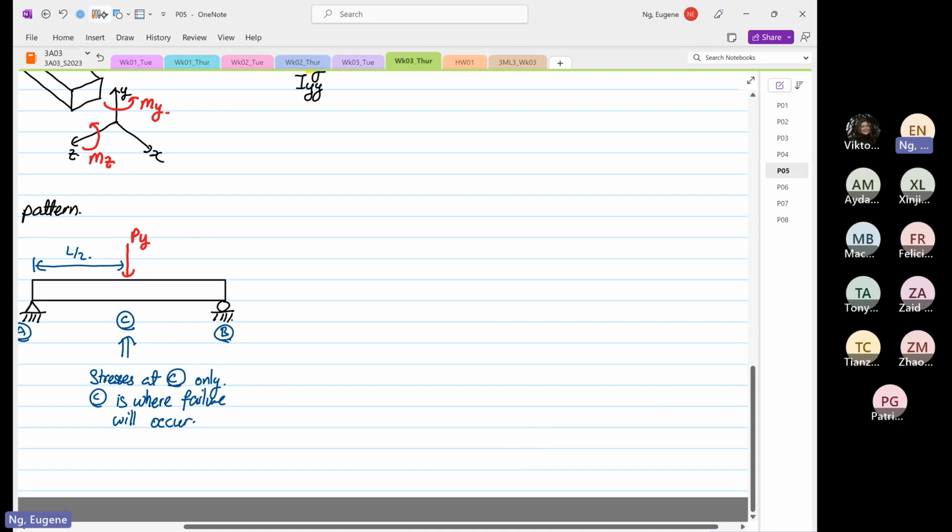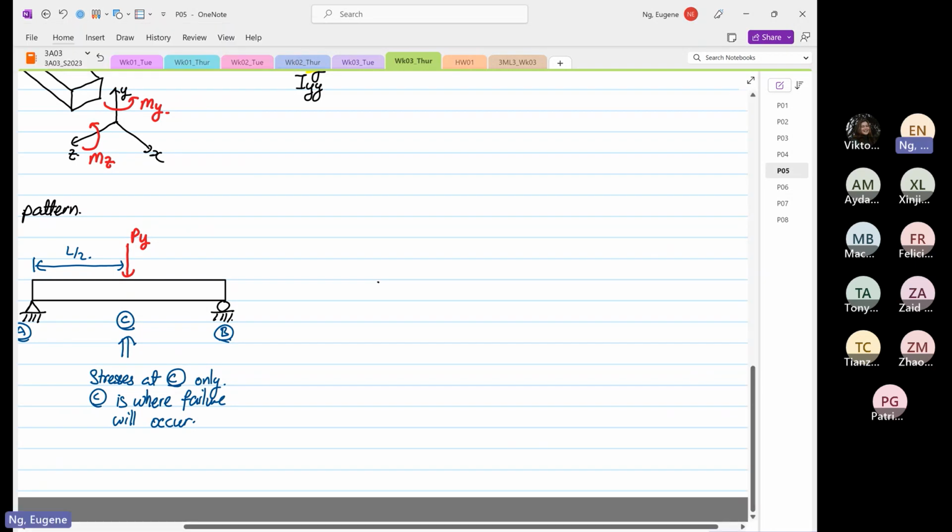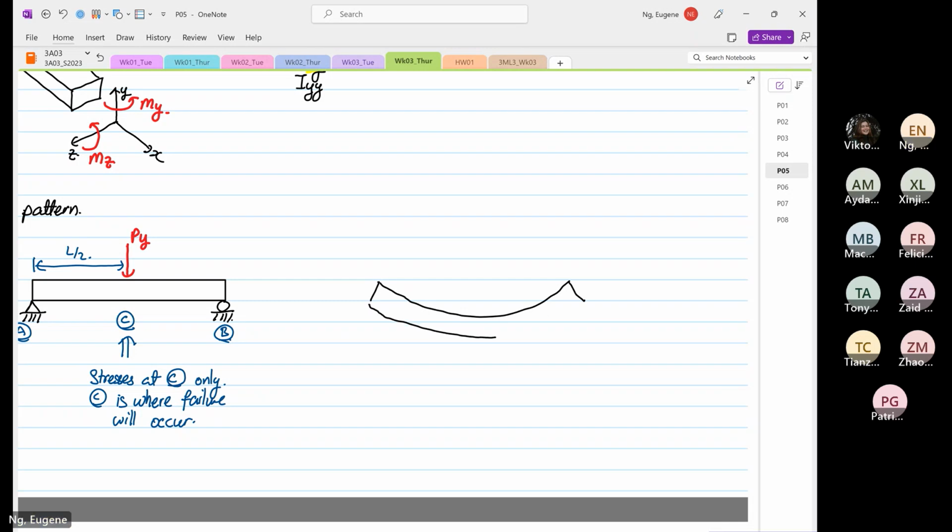Okay, when this structure deforms, the structure will deform this way. This is how the structure will deform. Okay. And at point C, at the top of point C, I'm going to call it point alpha. At the bottom of point C, I'm going to call it point beta. Okay.